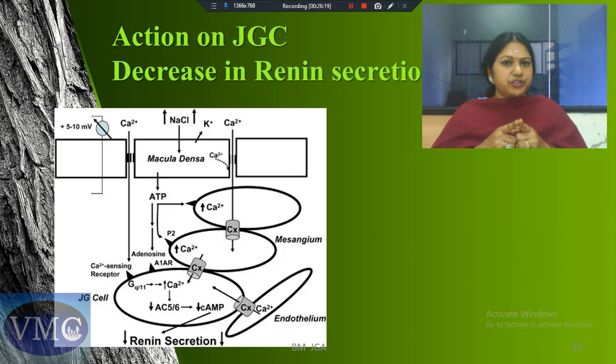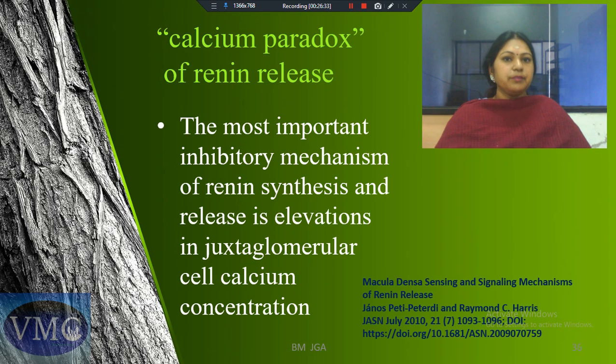But this is quite different. I want you guys to make a note of this. When there is an increase in the calcium levels inside the juxtaglomerular cells, it causes a decrease in your renin secretion. This is called the calcium paradox of renin release. The most important inhibitory mechanism of renin synthesis and release is the elevation in the juxtaglomerular calcium concentration. This is called the calcium paradox.